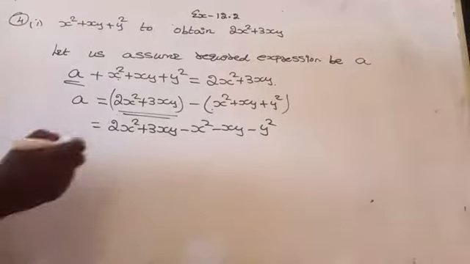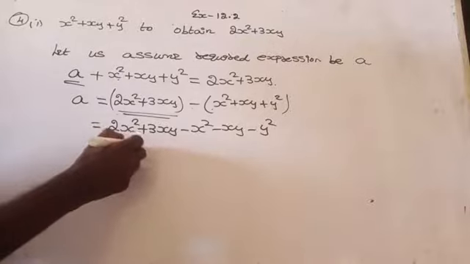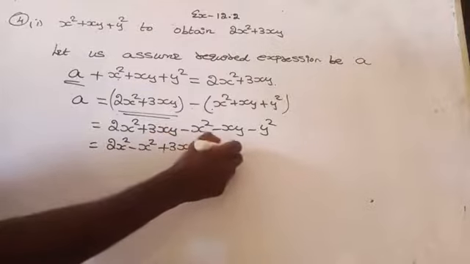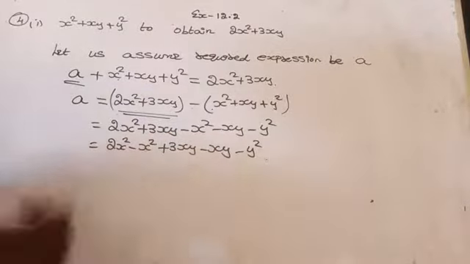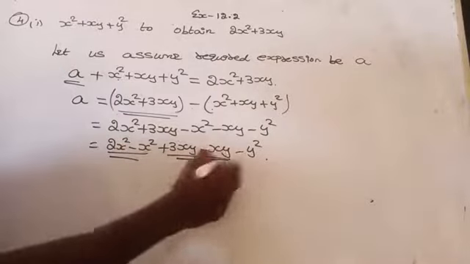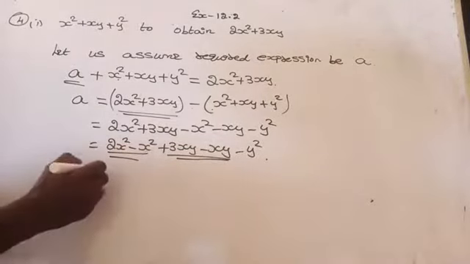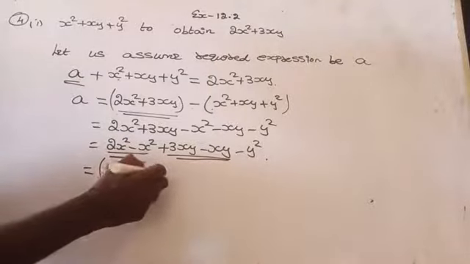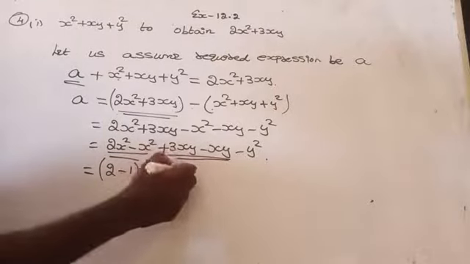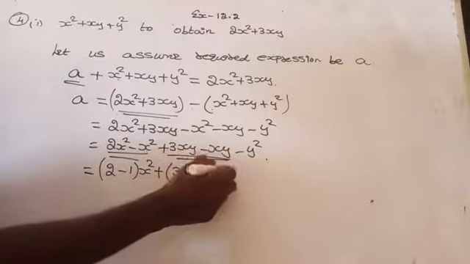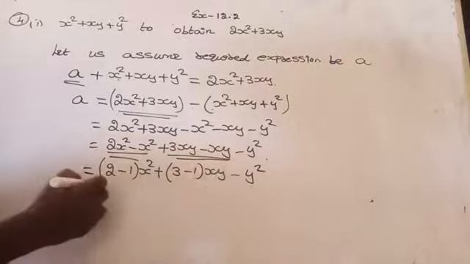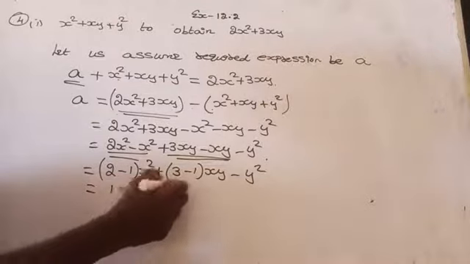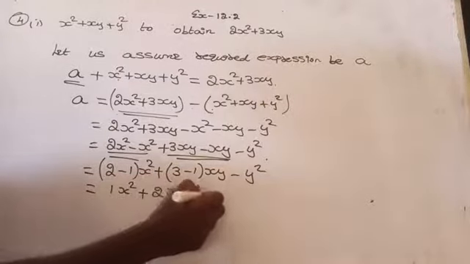Now group the like terms. That is 2x square minus x square plus 3xy minus xy, and then the term which contains y square. These two terms are like terms, these two terms are like terms, and this is an unlike term. Now, what is the numerical coefficient here? 2. Here the numerical coefficient is minus 1 into x square, plus the numerical coefficient 3, here the numerical coefficient is minus 1 into xy, minus y square. That is 2 minus 1 is 1. So 1 into x square plus 3 minus 1 is 2, 2 into xy minus y square.